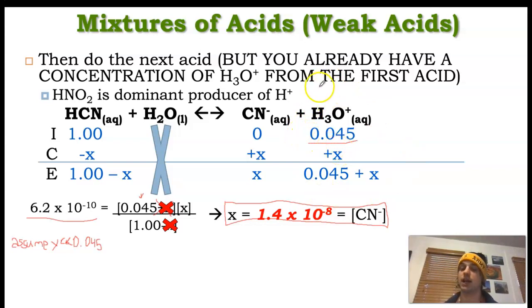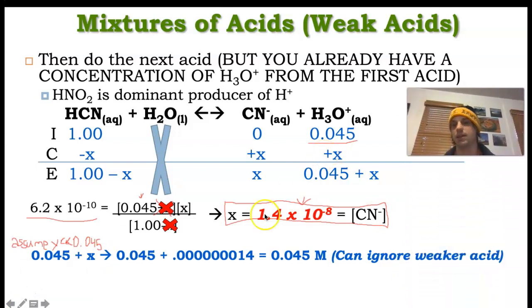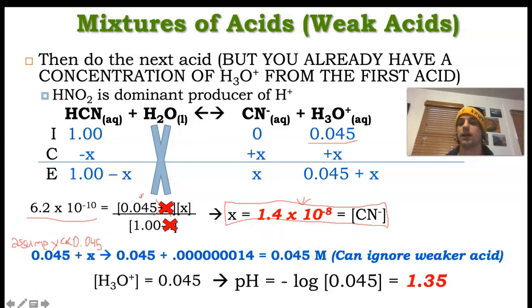So to get the hydrogen ion concentration, I'm going to take 0.045 plus x. Hopefully you can see that 0.045 plus this number right here is 0.045. Why? Because that number is tiny. Remember, it didn't matter, so I can ignore it. I'm ignoring x, and it's definitely less than 5%. So my concentration of H3O or H plus is 0.045. To get the pH, I take the negative log of that, and there's my pH.